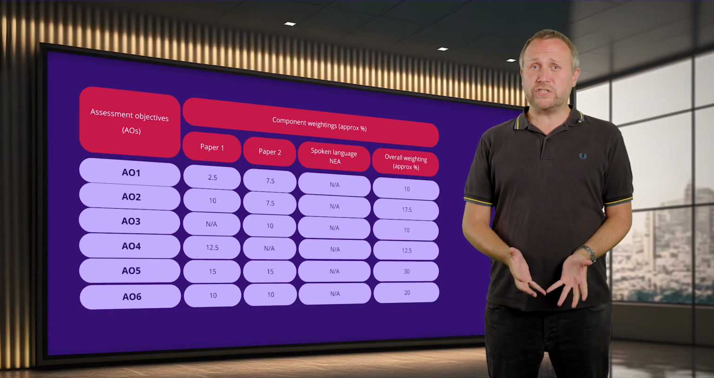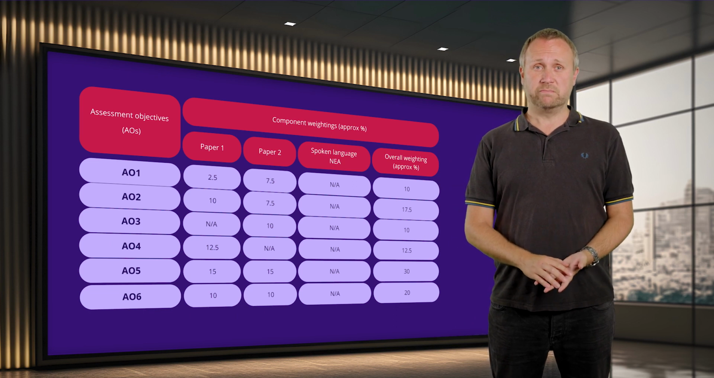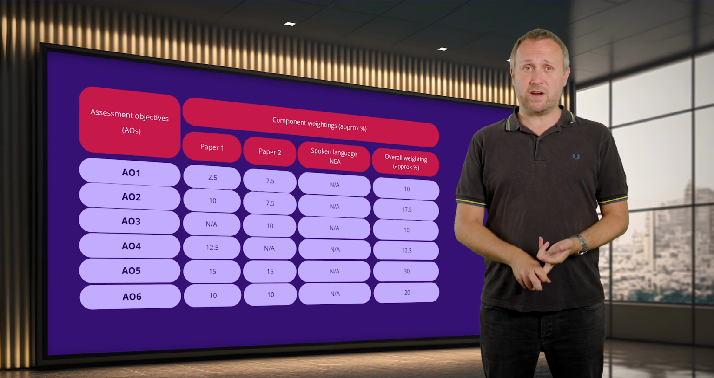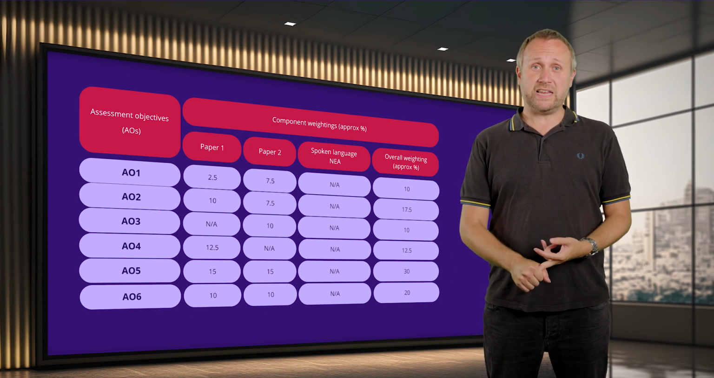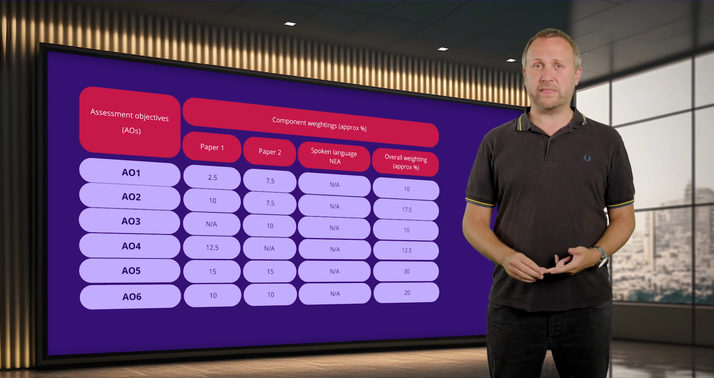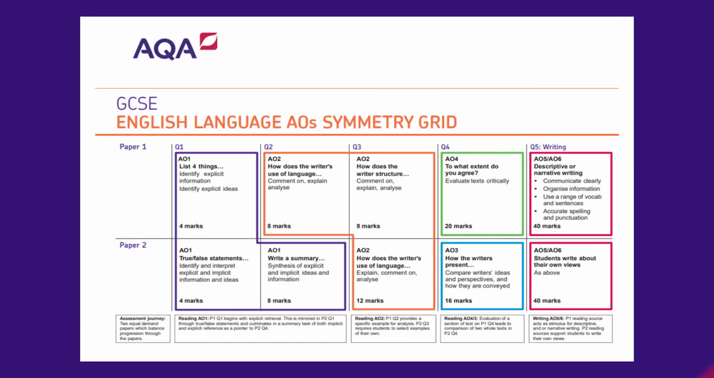There are implications for teaching also to be found in the relative weightings of the assessment objectives for reading. For example, AO2, the ability to analyse methods used by the writer, makes up 17.5% of the marks for the specification as a whole, underlining the importance of developing this throughout the Key Stage 3 and Key Stage 4 curriculums in school. We now move to the symmetry grid for the specification, and this is where you can really see the approach that AQA have used to make the assessment objectives clear, logical, and coherent.